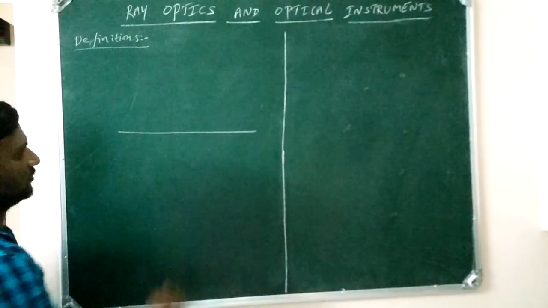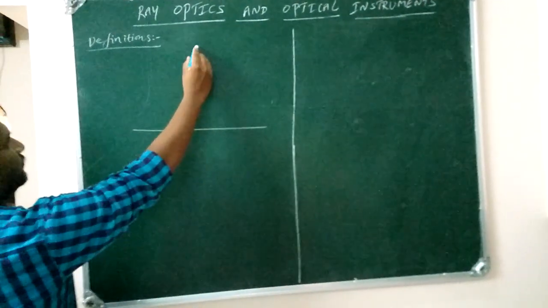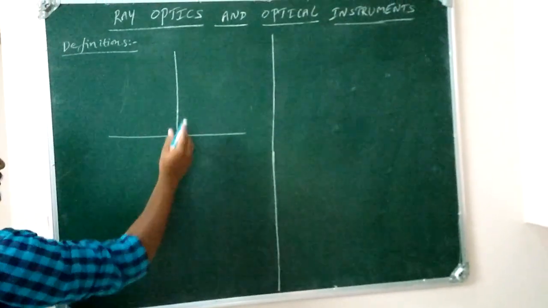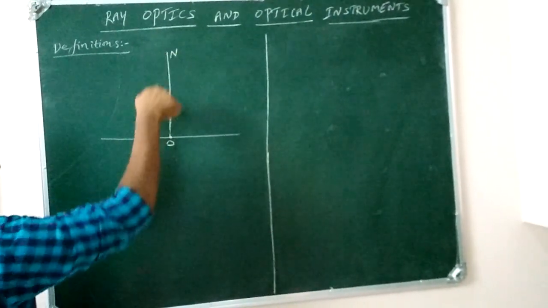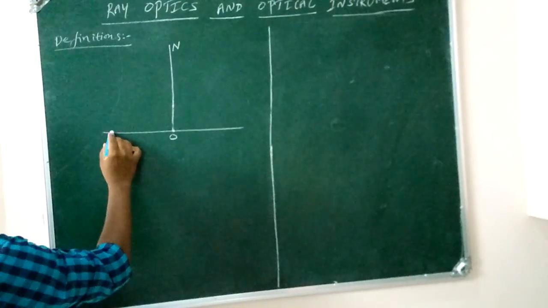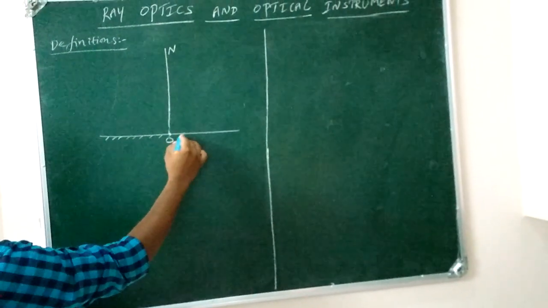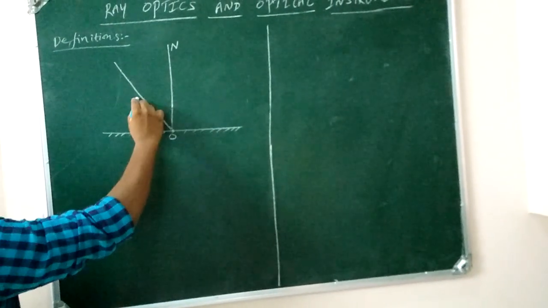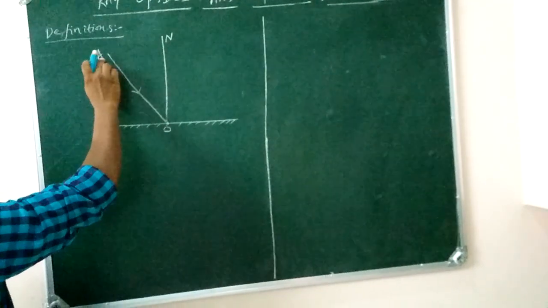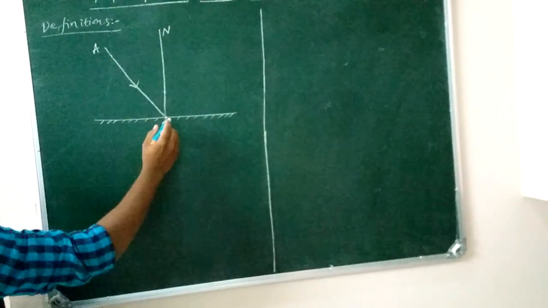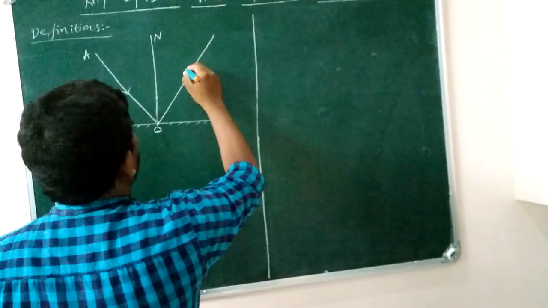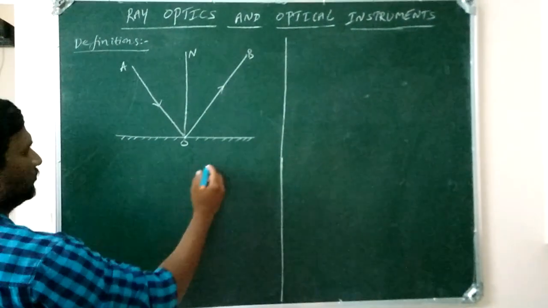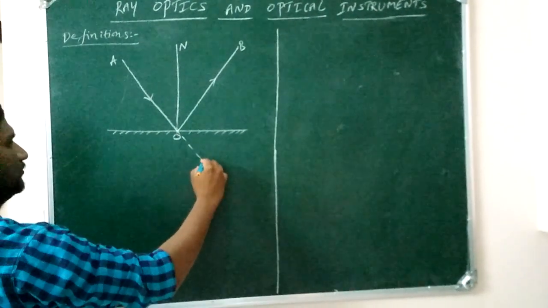Let us consider this is the horizontal surface and you have to draw the normal. That will be the point of incidence, and ON is the normal drawn to the surface. This is the rough surface. You have to consider, let AO be the incident ray. AO is called the incident ray. OB is called the reflected ray. And you have to extend this light ray.